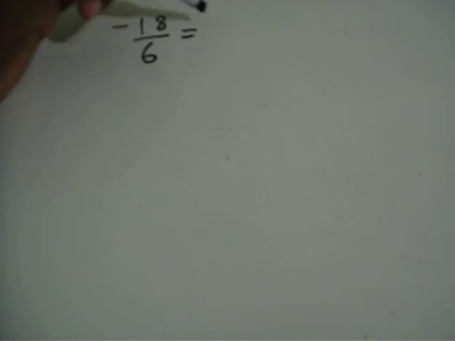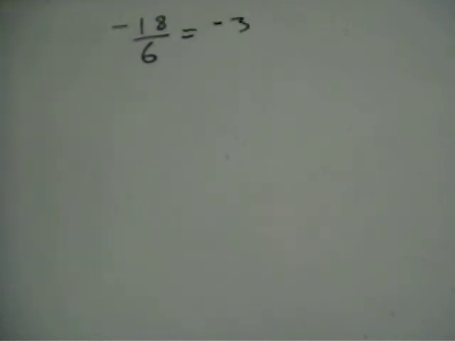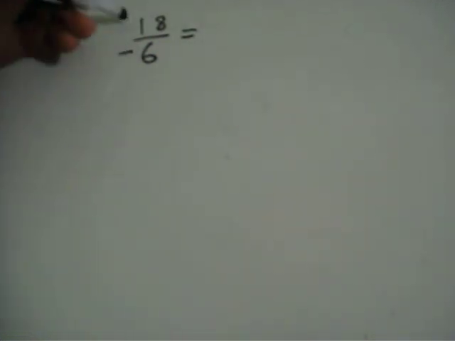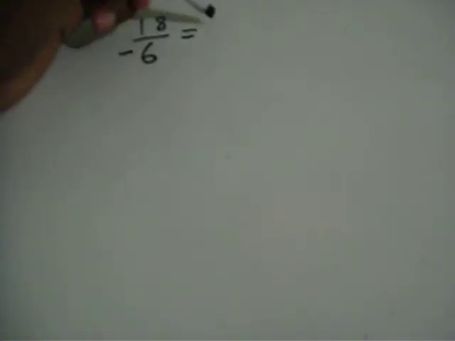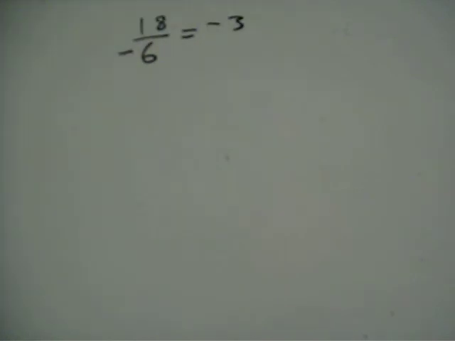If I have a negative on the top and I divide by a positive, then my answer is going to be negative. So negative 3. But it's the same thing if I have a negative on the bottom and a positive on the top: my answer is going to be negative, and 18 divided by 6 is 3. So my answer is negative 3.